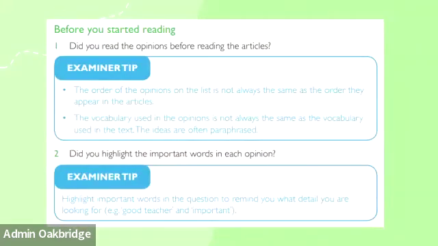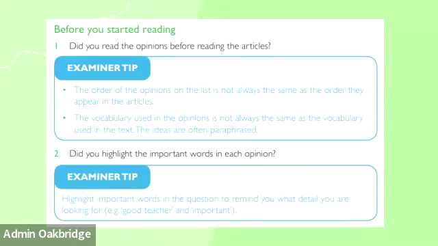So the examiner tip for this is, please remember that the order of the opinions on the list is not always the same order as they appear in the article. All right, this is important. Second, the vocabulary used in the opinions is not always the same as the vocabulary used in the text. This is why exercise 2 is a little tricky.